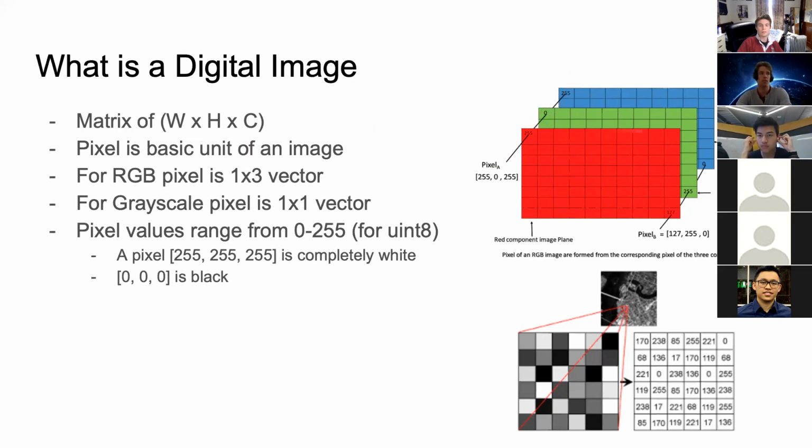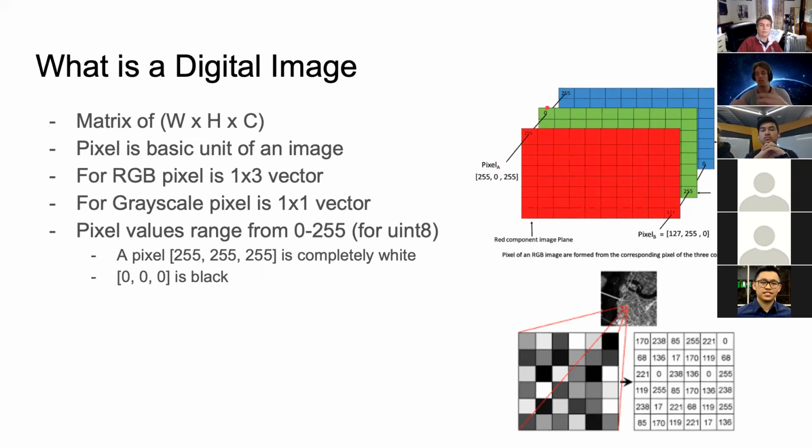So there are 3 channels, 3 matrices lined up next to each other, and they represent the red channel, the green channel, and then the blue channel. Between these, that basically makes up all the colors in the spectrum that we see. So each pixel, which is the basic unit of an image, is made up of a 1×3 vector. A pixel at position 0, 0 is going to be made up of the R value, the G value, and the B value.